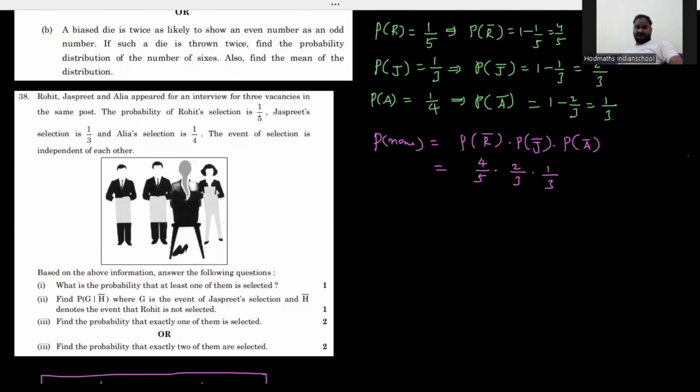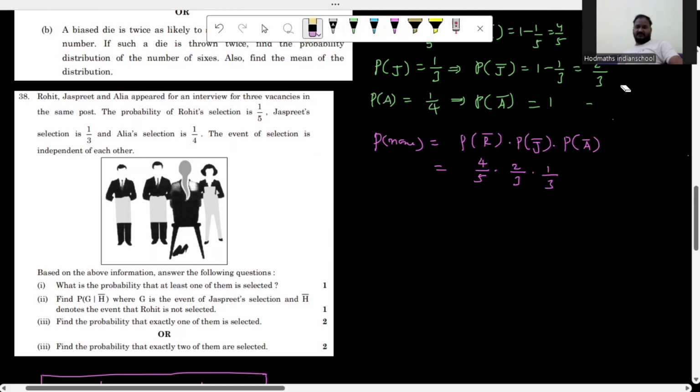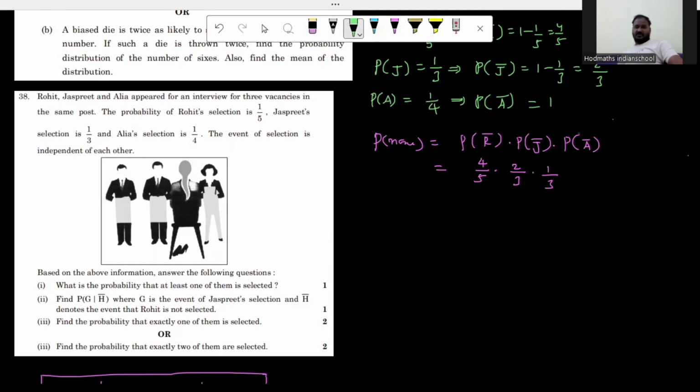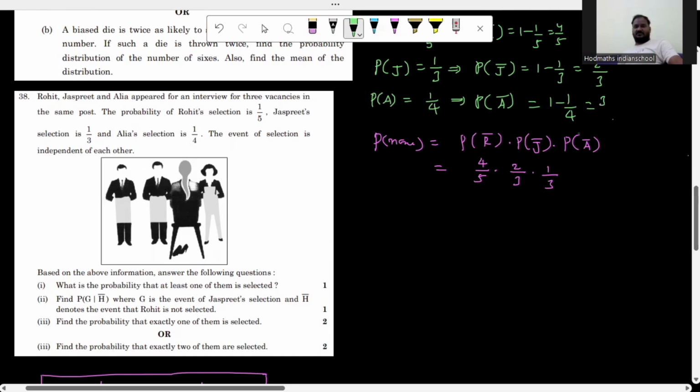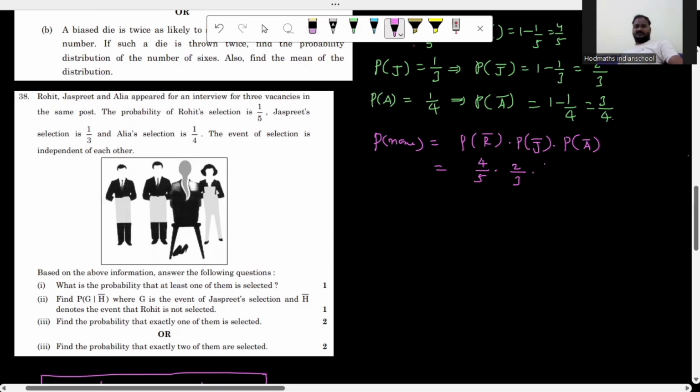See here it is 4 divided by 5, 2 divided by 3 and 1 divided by 3. Right? Sorry, this is 1 by 4, right? Small mistake here. Probability of A is 1 by 4. So 1 minus 1 by 4. What is 1 minus 1 by 4? 1 minus 1 by 4 is equal to 3 divided by 4. So this is going to be 3 divided by 4.